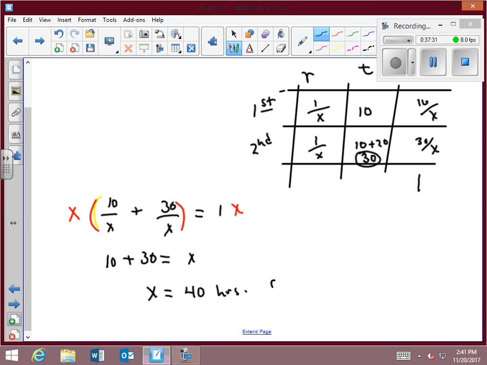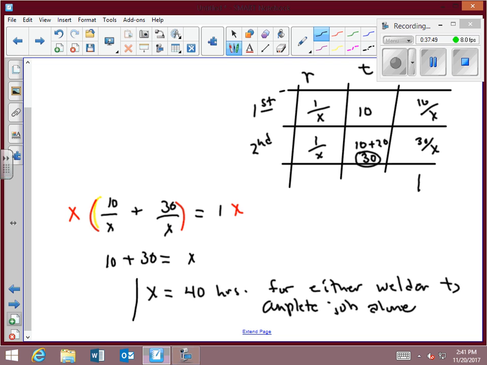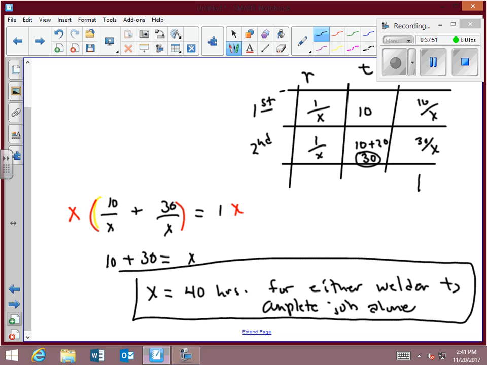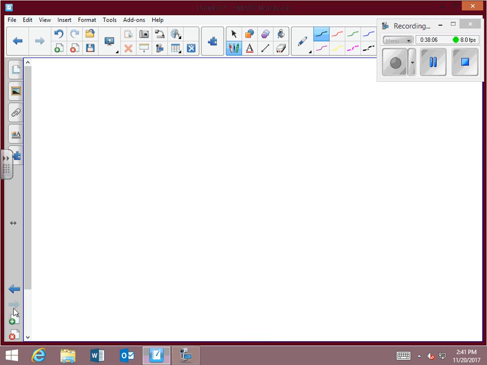And that's for either welder to complete the job alone, right? That's what we set X up to be. So that's what it is. That makes sense? You see how that box thing lets you get what the equation is going to be that you're going to use.